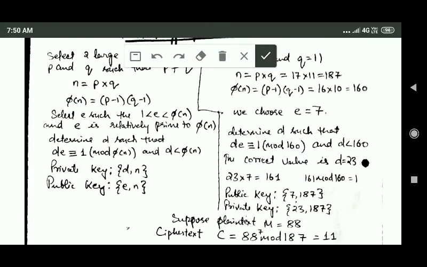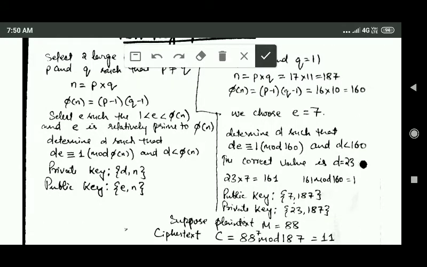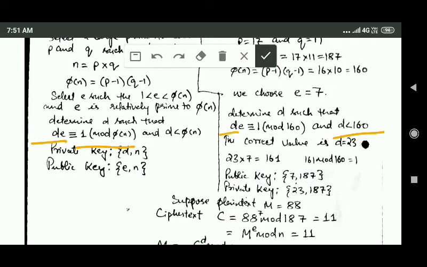Now we have to choose the value of e such that e is greater than 1 and less than phi n, and e is relatively prime to phi n. So here we have chosen the value of e, 7. Now we have to determine the value of d such that d times e is congruent to 1 modulo phi n, and d is less than 160. Here phi n is 160, and we have found the correct value of d, that is d is equal to 23.